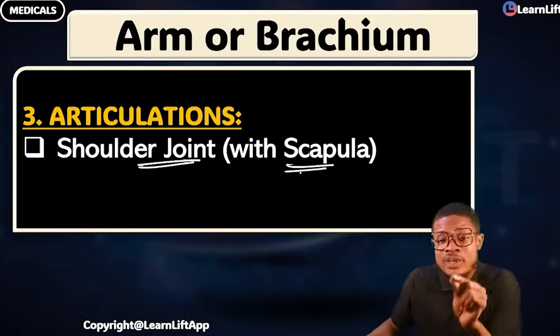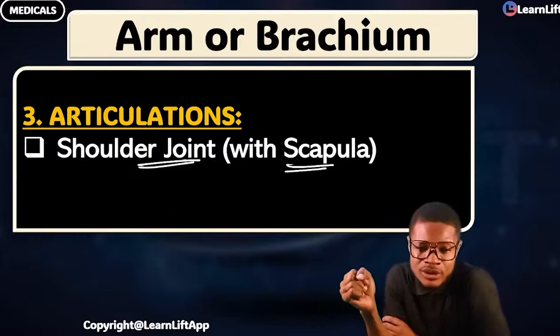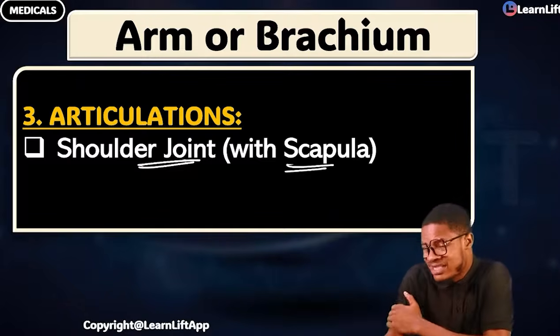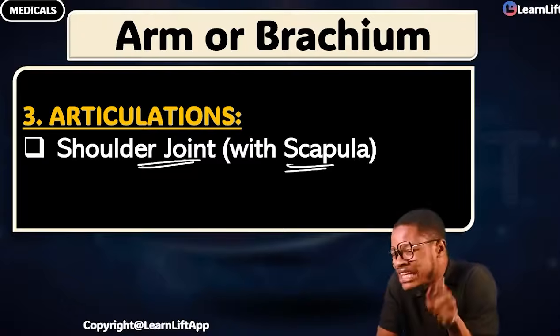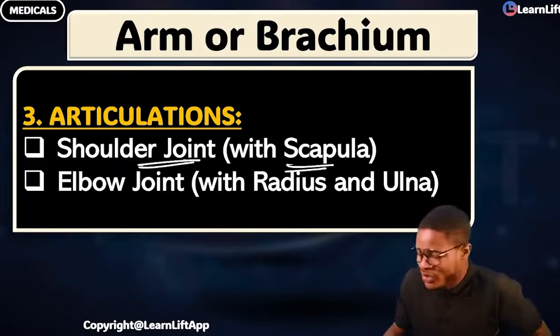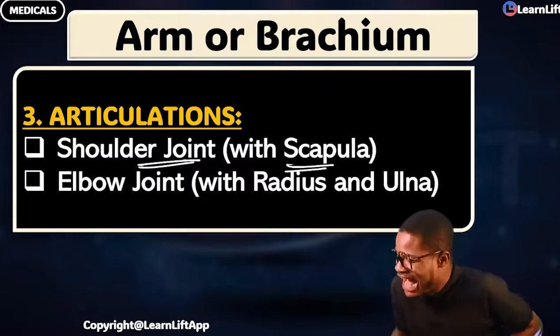The shoulder joint will be formed with the scapula. We said that the bone of the arm is called the humerus, right? So the joint will now be formed between the humerus and the scapula. Where is that joint? It is the shoulder joint. And the second thing you should know very quickly is the elbow joint. Of course, the elbow joint will now be formed between the radius and the ulna.